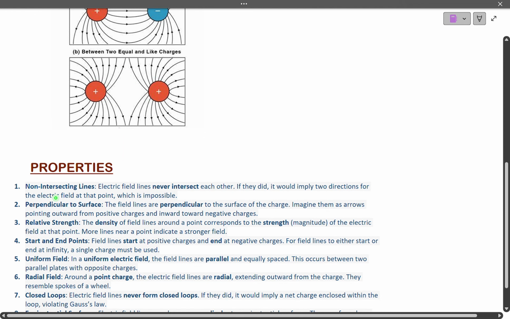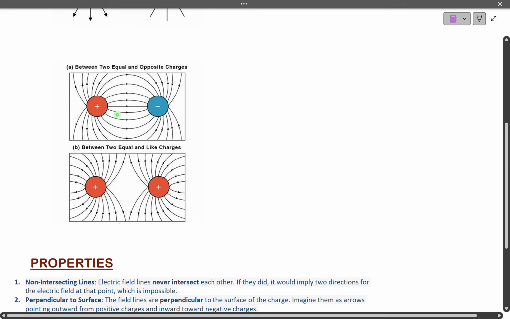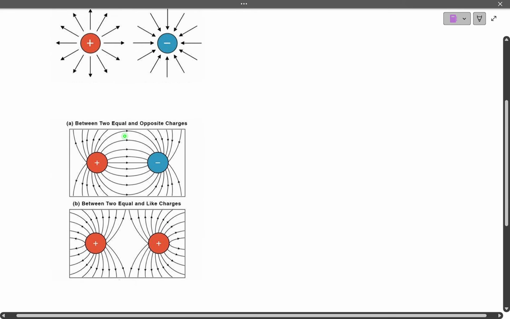The first property is non-intersecting lines. Electric field lines never intersect each other. If they did, they would imply two directions for the electric field at that point, which is impossible. That you can understand from this figure. Here, electric field lines never intersect each other.